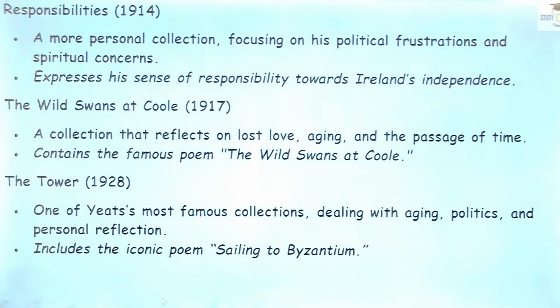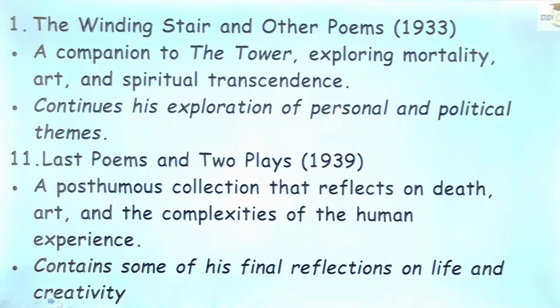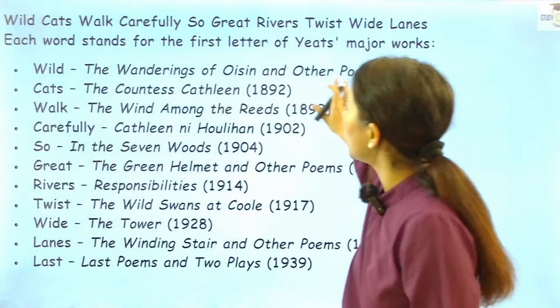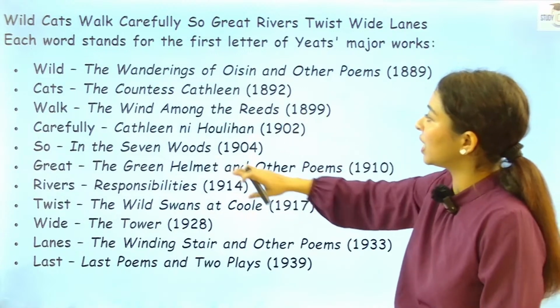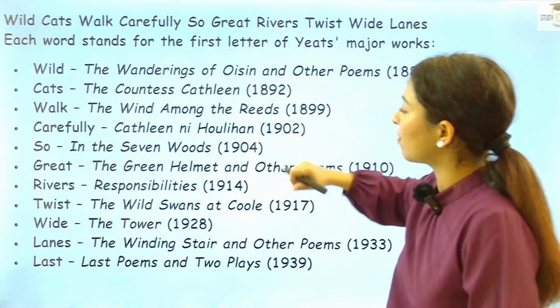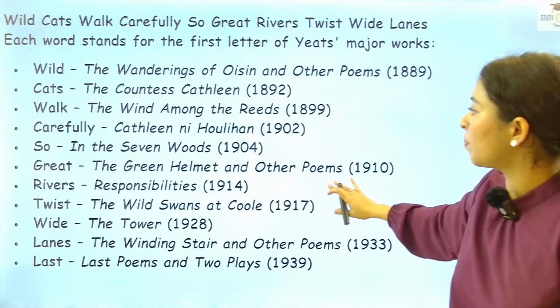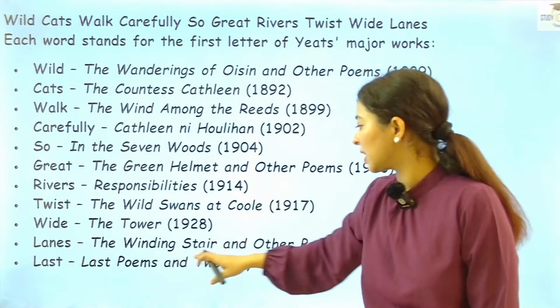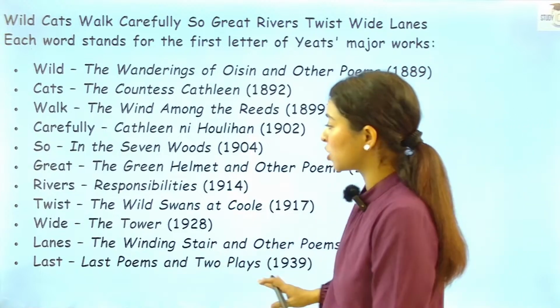And अभी हम लोग mnemonic technique से इसको याद करने वाले हैं. Okay. तो इसके क्या है mnemonic technique जो मैंने डाला है? ये सारे works हैं. The Wanderings of Oisin, The Countess Kathleen, The Wind Among the Reeds, Kathleen Ni Houlihan, In the Seven Woods, The Green Helmet and Other Poems, Responsibilities, The Wild Swans at Coole, The Tower, The Winding Stair and Other Poems, and last poem and last two plays.